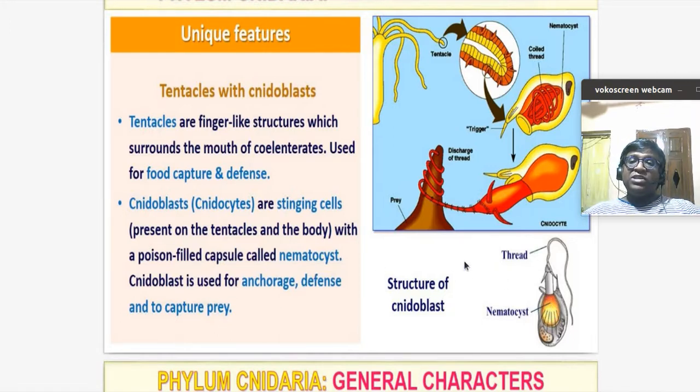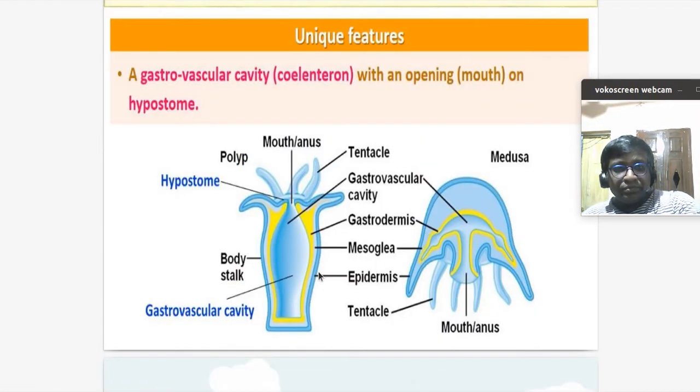So the function of nidoblast is that it is used for anchorage. You can notice here the nidoblasts help in attaching to the substrate. For anchorage, they help in defending them from predators and also to capture prey. That is the function of nidoblasts.